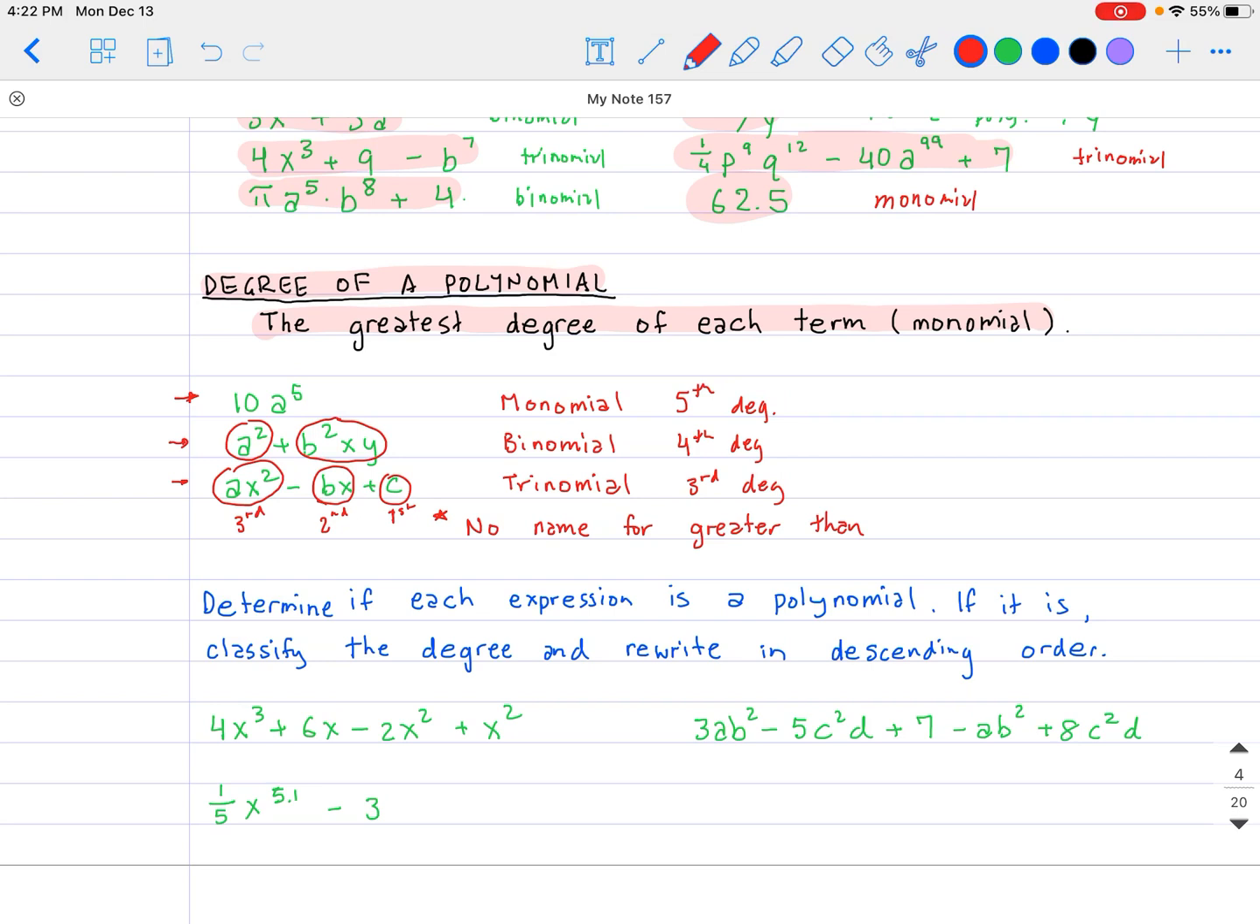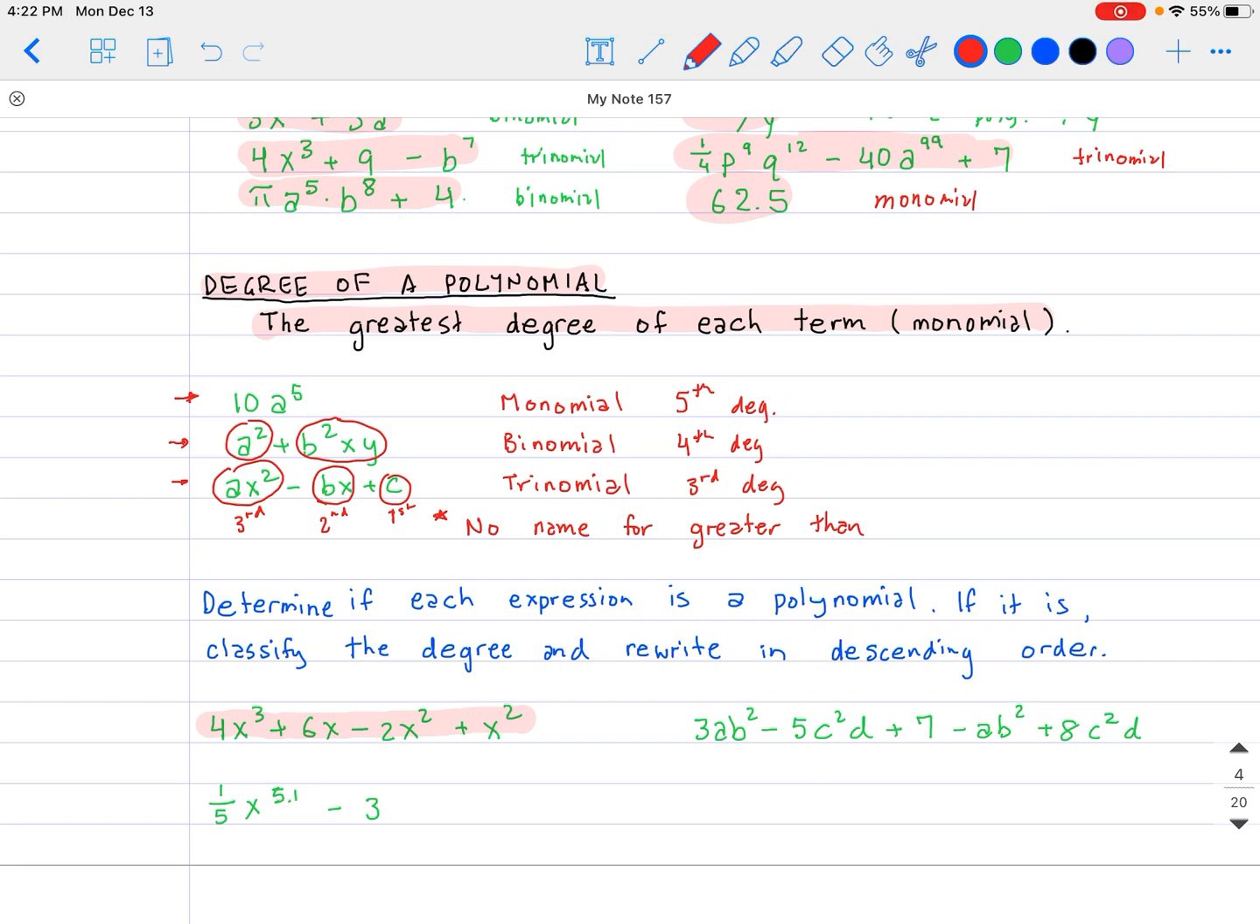Okay, so taking a look at the first one over here, we have 4 times x to the third plus 6x, minus 2x squared, and then plus x squared. So you definitely can see that all the terms are strictly multiplied and adding and subtracting. There's no dividing of any kind of variable. So that definitely means that it is a polynomial.